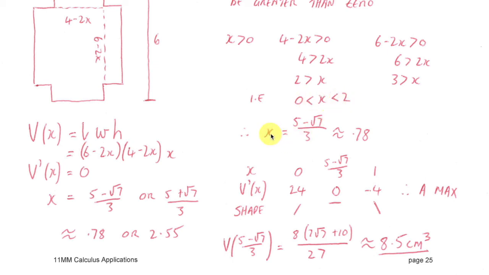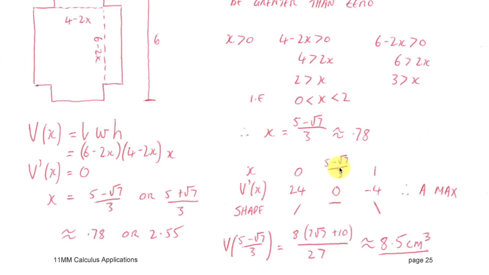So the x value is exactly 5 minus square root of 7, all of that being divided by 3, approximately 0.78. Let's verify that it's a maximum. So we create ourselves a sign diagram. We're interested in 5 minus the square root of 7 over 3. If I substitute that into the derivative, I should get a 0. And of course, that'll be flat.